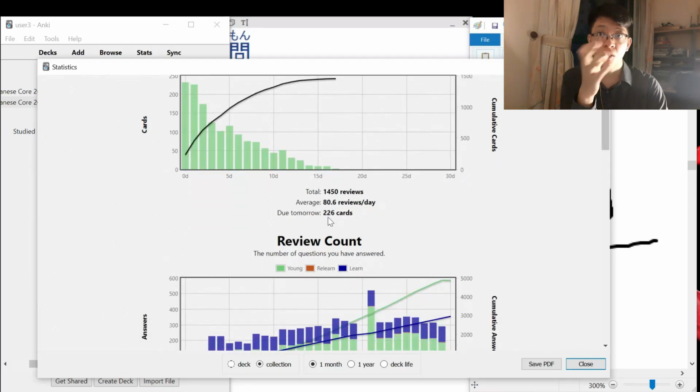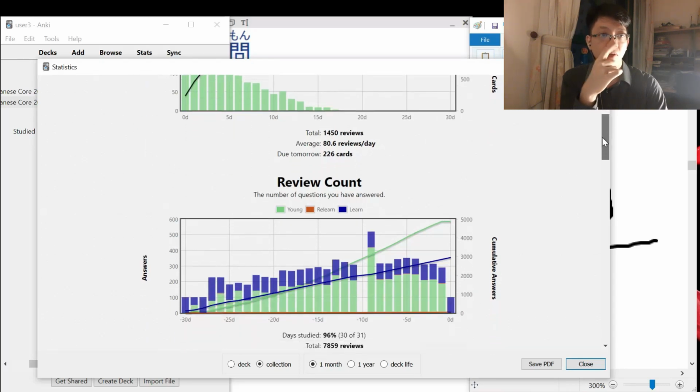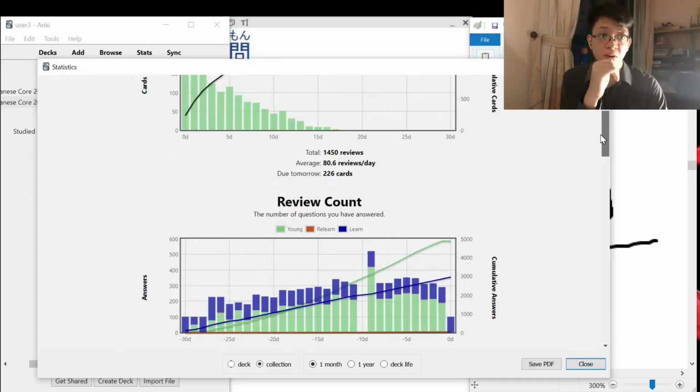This, I guess, is not counting the 100 that we learned today. So maybe tomorrow will be a total of 326. Yeah, that sounds reasonable: 50 new cards tomorrow and the 50 new cards we learned today.